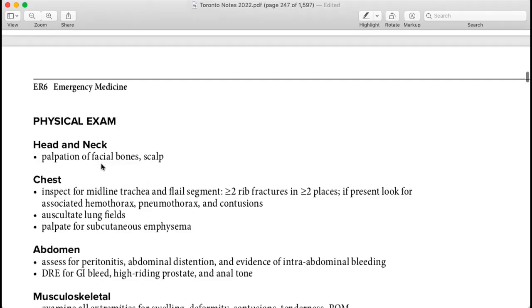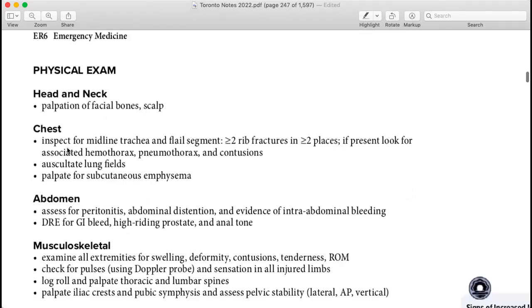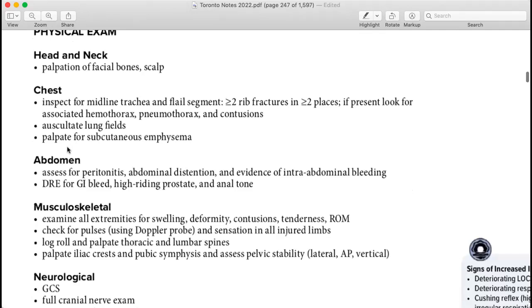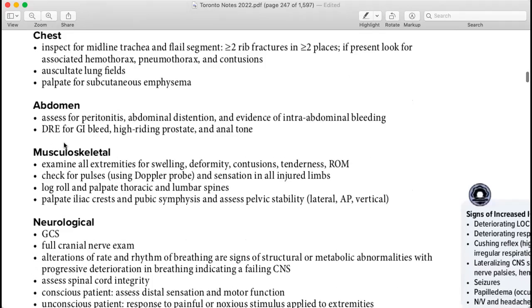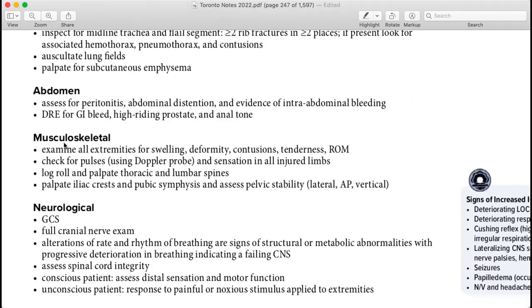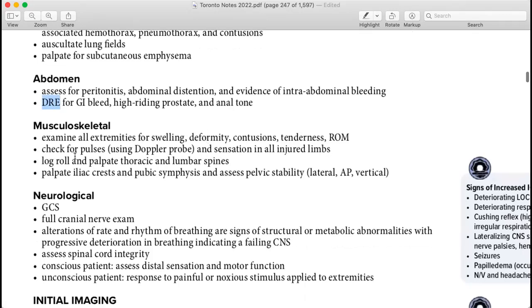Now, physical examination: palpation of the facial bones and the scalp, inspect the face, trachea, flail chest, hemothorax, pneumothorax, contusion, and then auscultate, palpate for subcutaneous emphysema. Moving to the abdomen, you are going to check all of these things, but don't forget the DRE. In the abdomen, DRE is very important. Musculoskeletal: examine all the extremities for swelling, deformity, check for the pulses, log roll. Log roll is important because you're going to check the back as well.